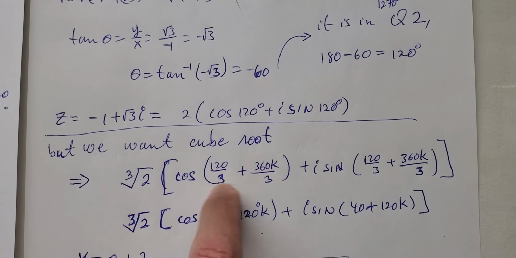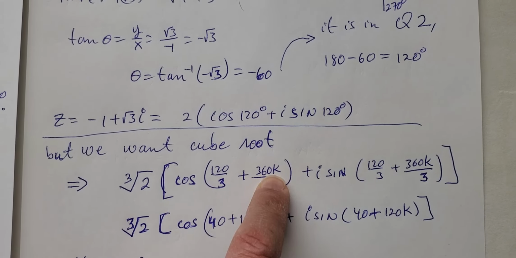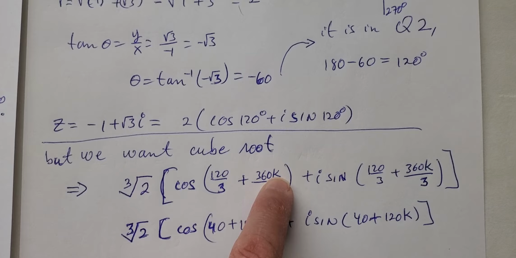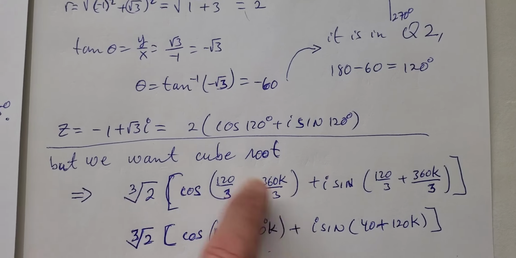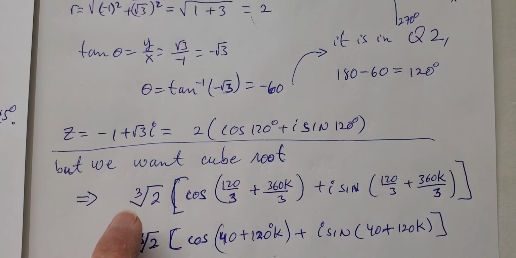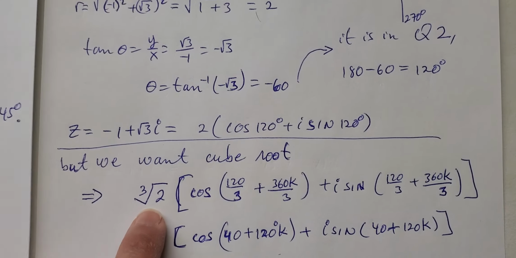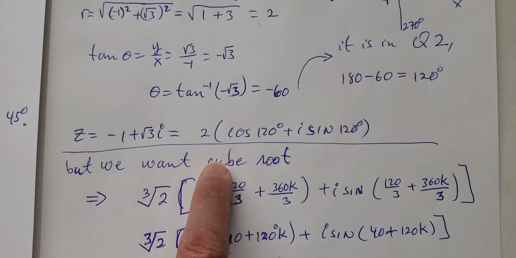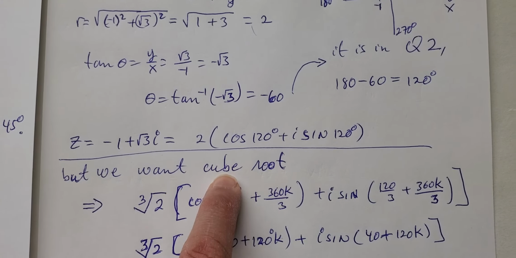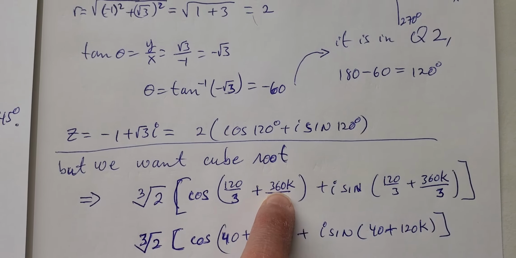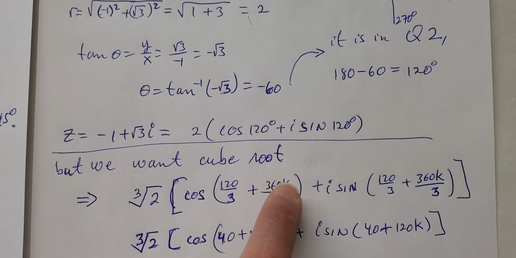Plus 360k over 3. Why 360? Because it is one time around the circle. What is k? How many times around the circle? Where did the 3 come from? Cube root. One more time, we want the cube root, so cube root r first. This is r right here. Since we're taking the cube root of r, we divide 120 by 3. Where does the 3 come from? Because it's cube root. Why do we have to add 360? Because it is one time around the circle. One time around the circle is 360. What is k?